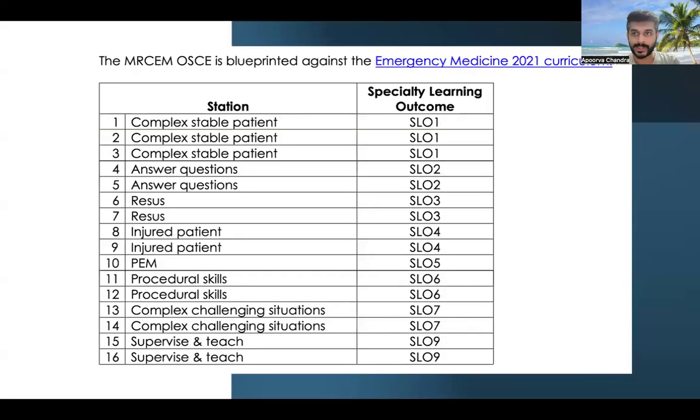This page shows the general structure of the exam. You can have a look at the 16 stations and how they're categorized and what usually are the stations as well. For example, there are 3 stations which say complex stable patient, and there are 2 resus stations. There is a pediatric station, and there are some procedural stations as well. And then there are some teaching stations. I'm not going to go into the details of each type of station now. I'll provide the link in the description box below, and you can have a look at the RCEM website for further details on this.